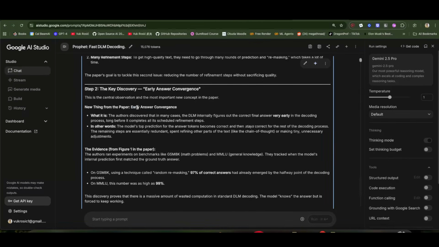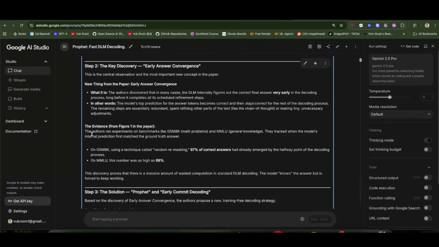New thing from the paper: early answer convergence. The authors discovered that in many cases, diffusion language models internally figure out the correct final answer very early in the decoding process, long before it completes all its scheduled refinement steps. The model's top prediction for the answer tokens becomes correct and then stays correct for the rest of the decoding process. The remaining steps are essentially redundant, spent refining other parts of the text like the chain of thought or making tiny unnecessary adjustments.